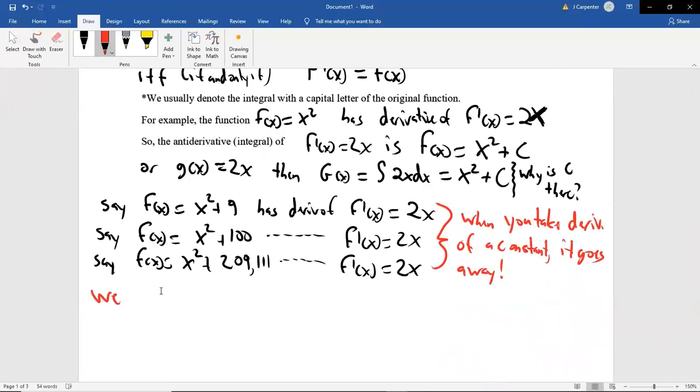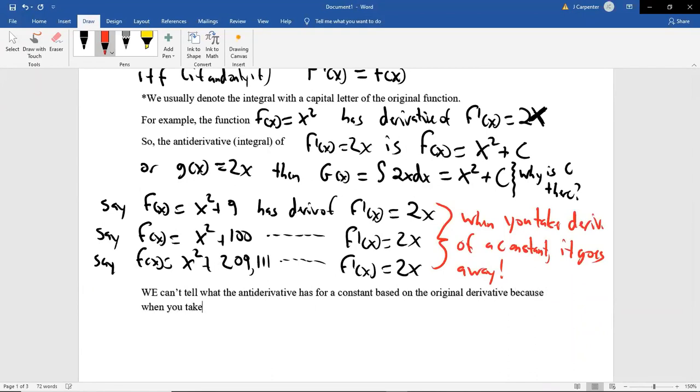We can't, let me type this part. I'm getting sick of that. We can't tell what the antiderivative has for a constant based on the original derivative, because when you take a derivative of a constant, it is 0. This is why we have the plus c.